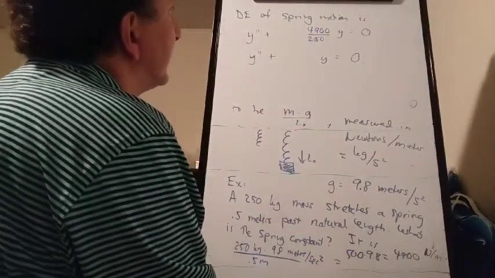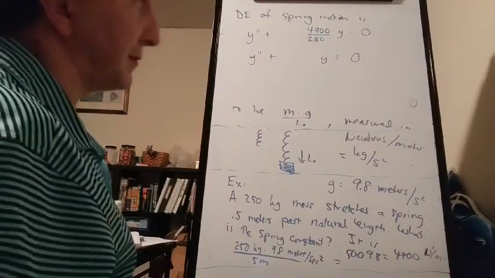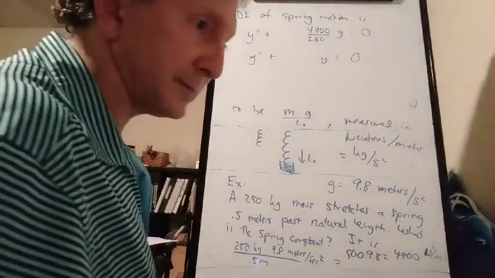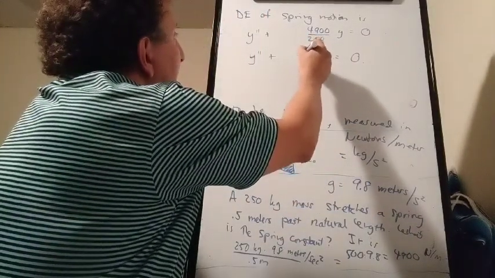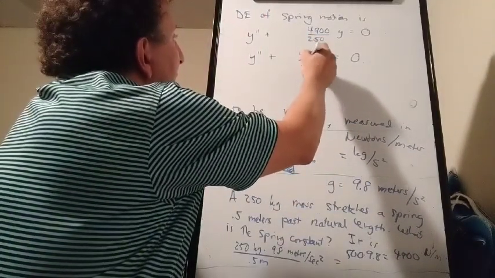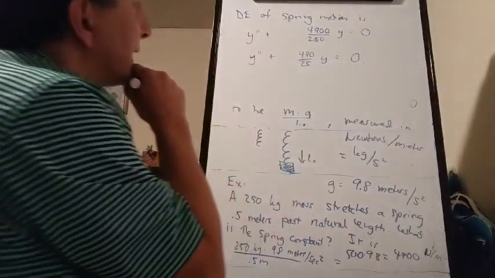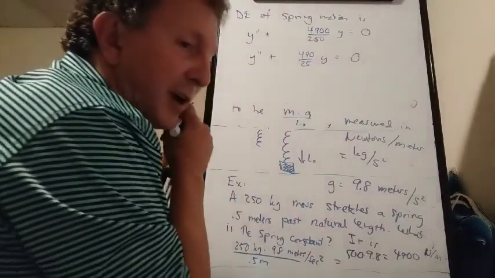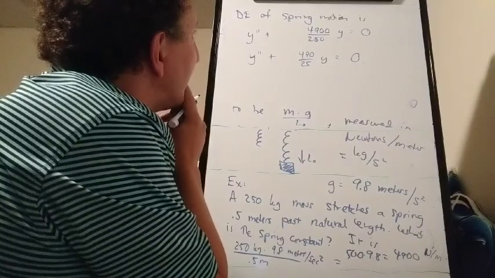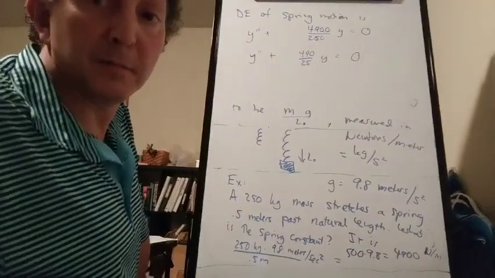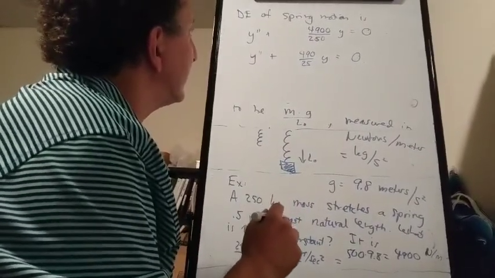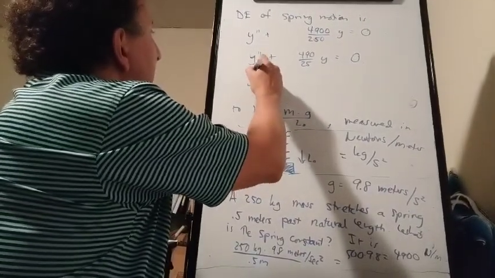But 490 over 25. And I guess we could simplify that further if we divide top and bottom by 5. So that's 98 over 5.